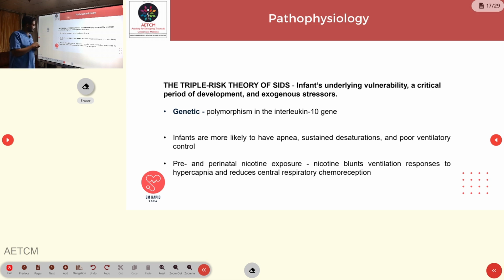And coming to the period of development, then pre and perinatal nicotine exposure to the children, that is the exogenous stressor, will cause blunting of the ventilatory response to hypercapnia and reduce the central respiratory chemoreception. So, this is the pathophysiology, that is exogenous stressors, the infant's underlying vulnerability, and the critical period of development, which is the main cause.